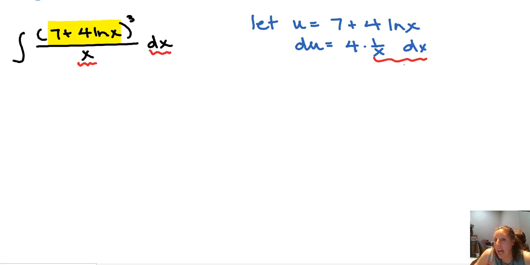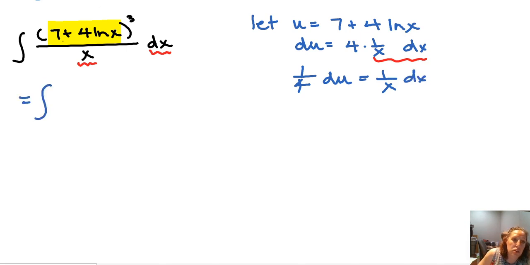And so here we have part of that differential in, so we can just move the 4 to the other side and leave the rest of it and substitute in for that x in the denominator and our dx. So when we do this substitution, what's highlighted here, raised to the third power, is our u, so we get u cubed, and then the x in the denominator times dx is equal to 1 over 4 du. And so we're ready to integrate.